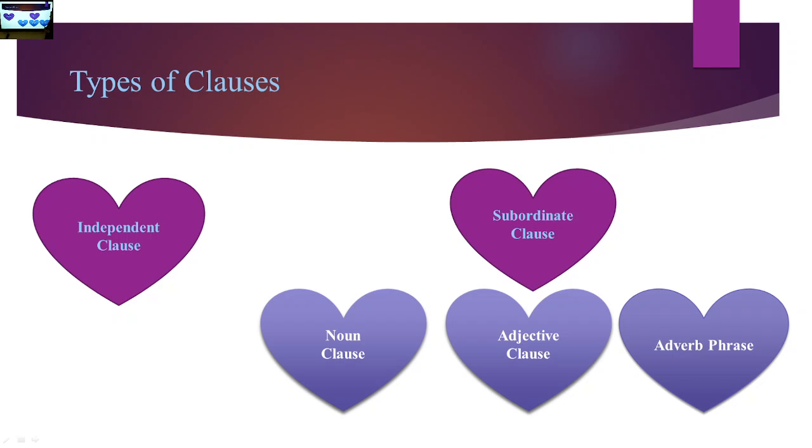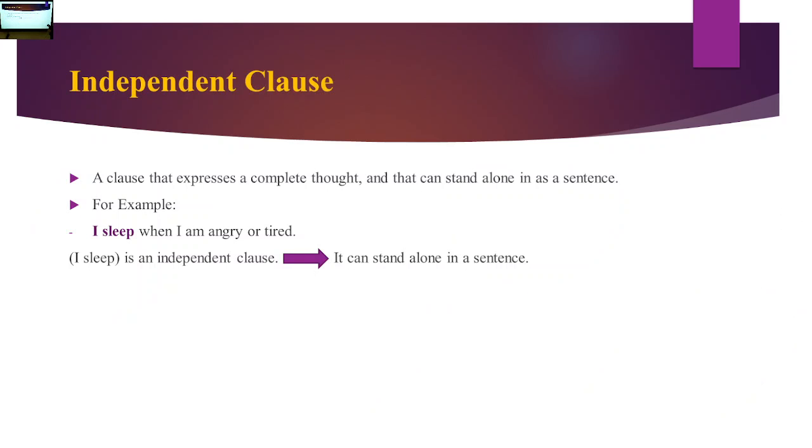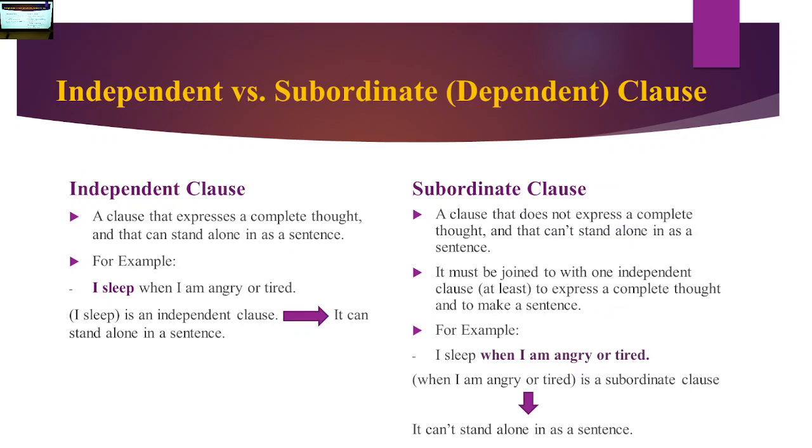Types of clauses. We have independent clause, we have subordinate clause. Now for the subordinate clause, we have three types: noun clause, adjective clause, and adverb clause. An independent clause is the one that expresses a complete thought and that can stand alone in a sentence. So this is the main difference between independent and subordinate clauses. An independent clause has a subject and a verb and a complete thought. That's why we can use it alone as a sentence.